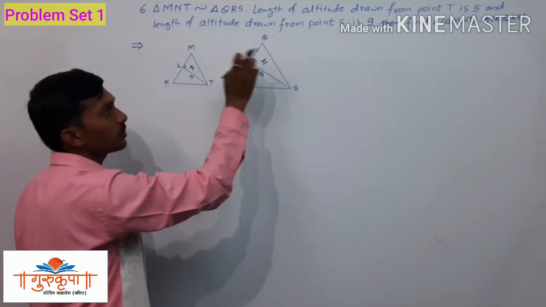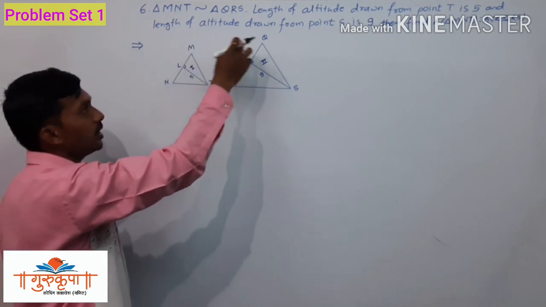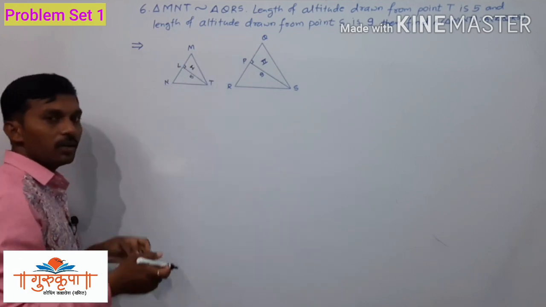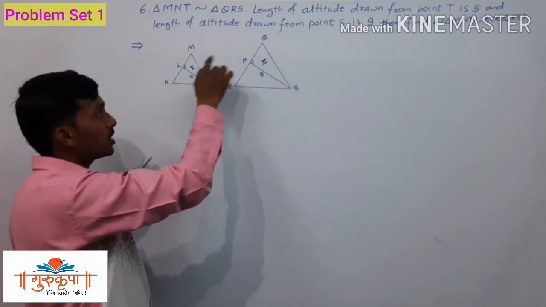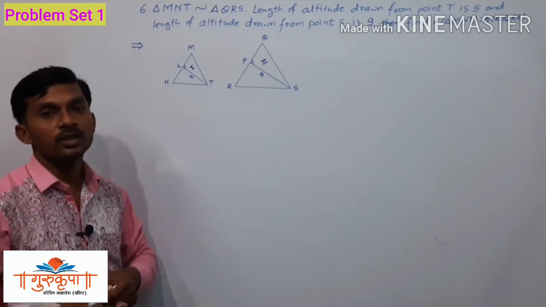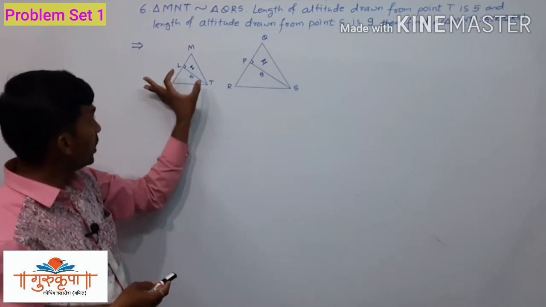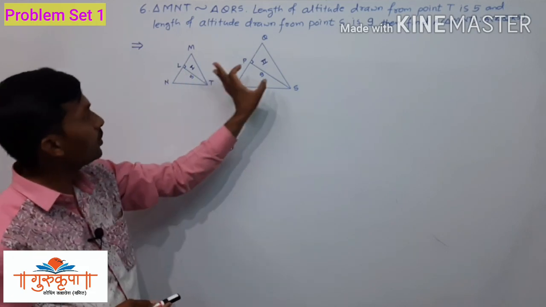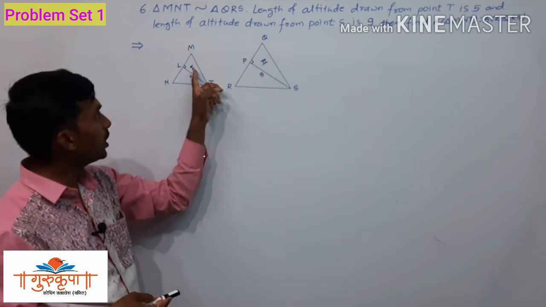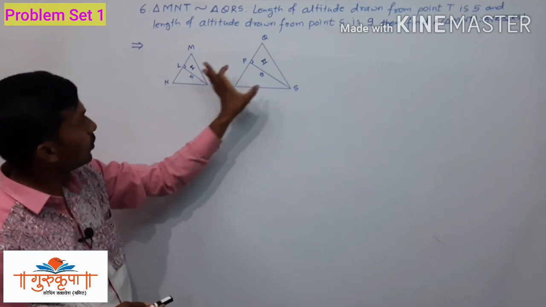we have to prove that both these triangles are similar to each other. We have to show that this right angle triangle MLT and this right angle triangle QPS are similar to each other. And once we prove that both the triangles are similar, then we can easily get the ratio of the corresponding sides of triangle MNT and QRS. Here we can get LT upon PQ is equal to MT upon QS.